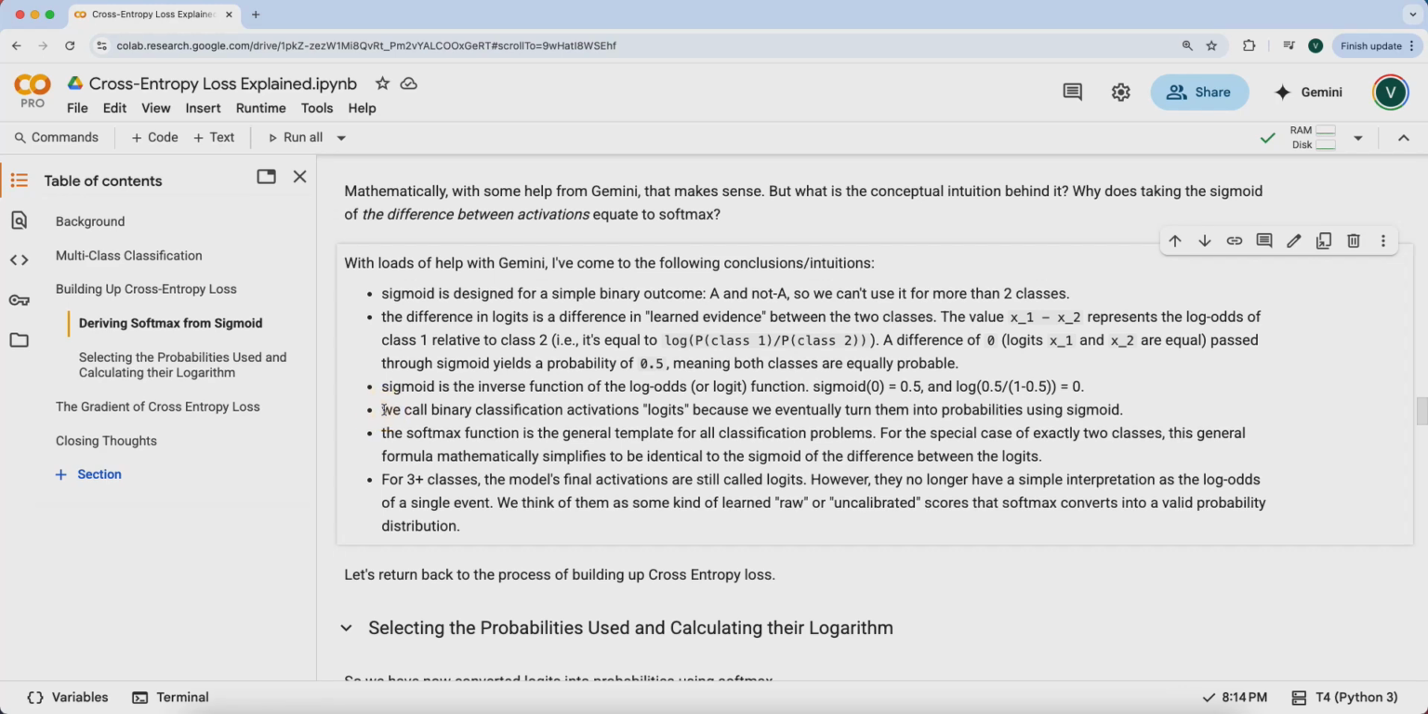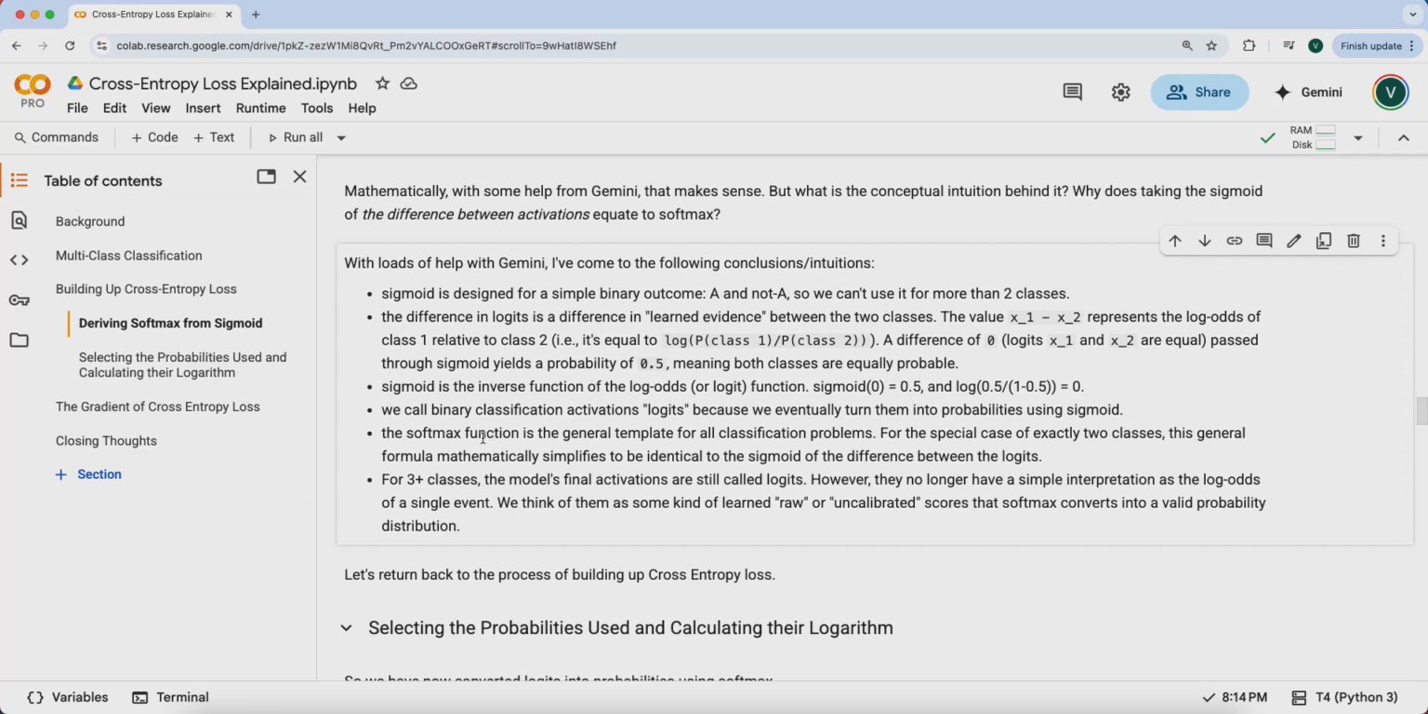So softmax is not the inverse function to the logit function, so only sigmoid is. Even still, we call binary classification activations logits, and even more than binary, if we have 37 classes, we still call them logits because we eventually turn them into probabilities. So this idea of logits and probabilities being related, the fact that we end up with probabilities is why we call them logits. That was my understanding.